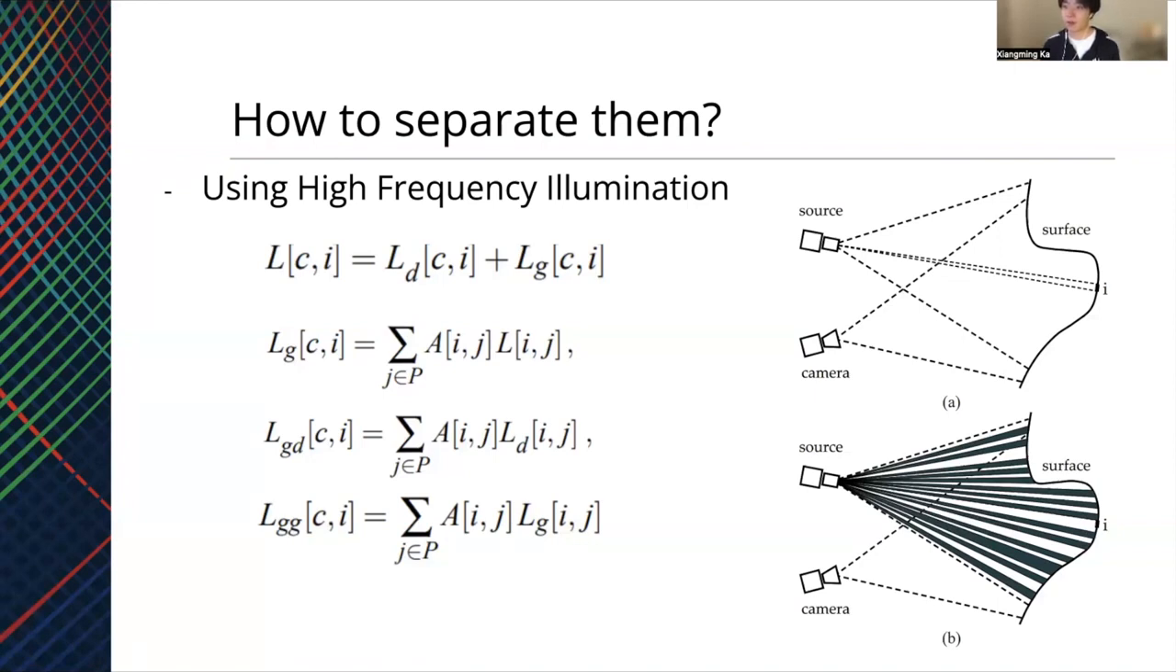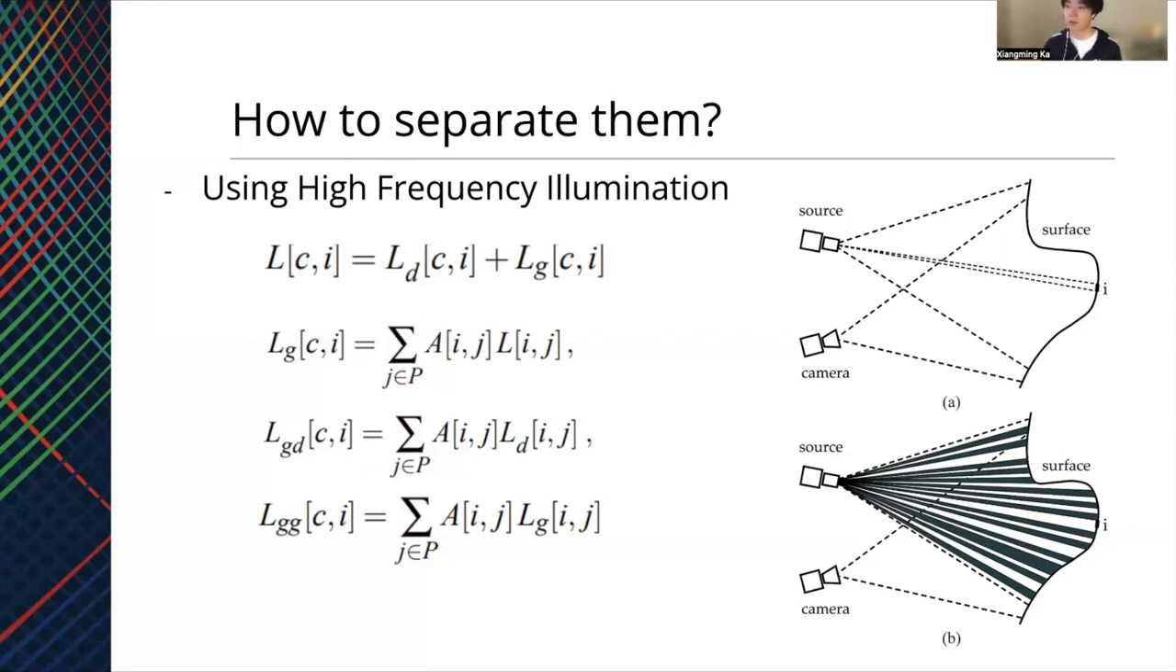Let us divide the surface into a total of N patches, M of which are directly visible to the light source. We denote the radiance of the patch i measured by the camera C as L_C[i], and its two components as L_D and L_G. Well, L[i][j] is the radiance of patch j in the direction of patch i, and A[i][j] incorporates the BRDF of i, as well as the geometric configuration of the two patches.